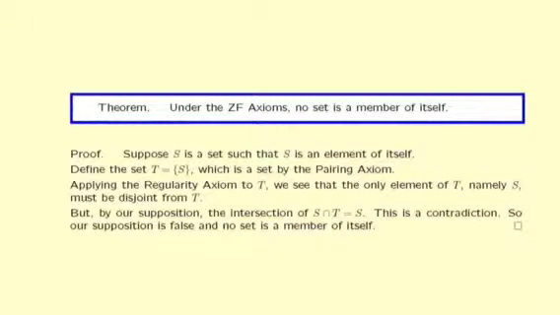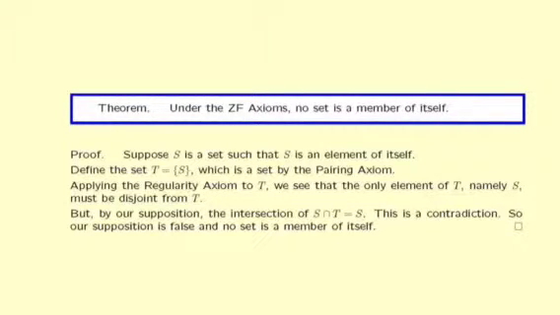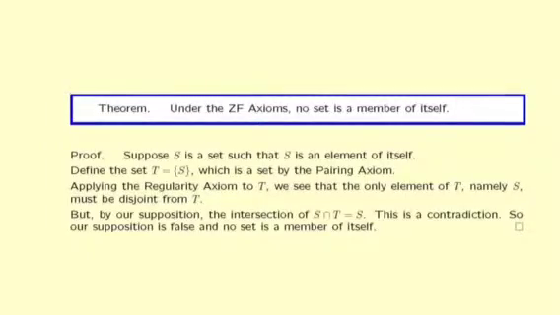So we have proved that under the ZF axioms, no set is a member of itself, and consequently the Russell paradox cannot occur.